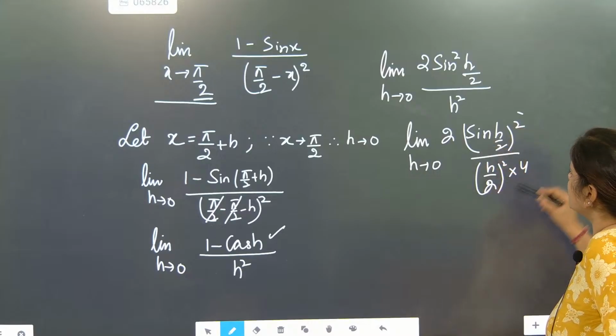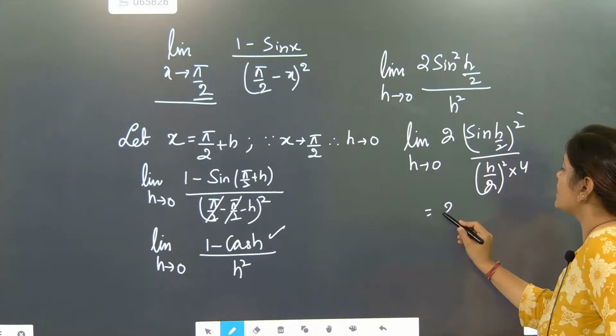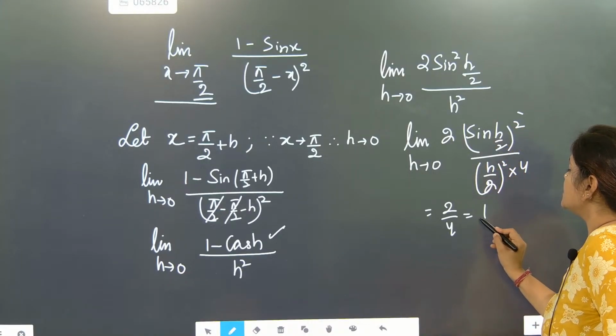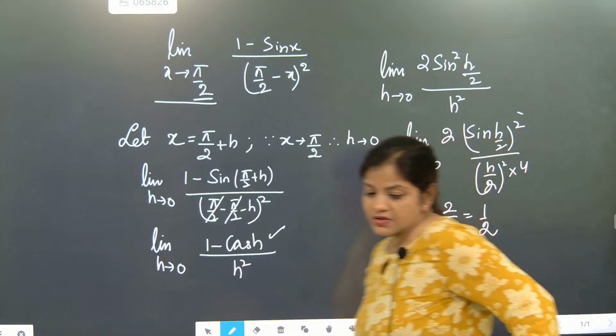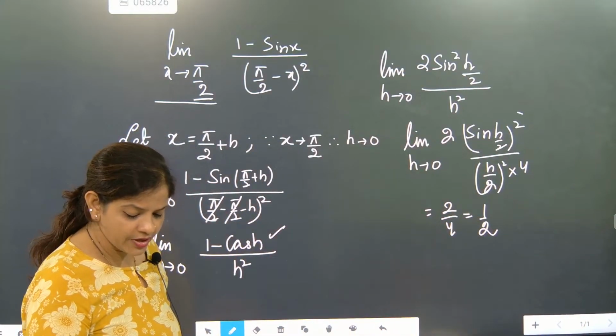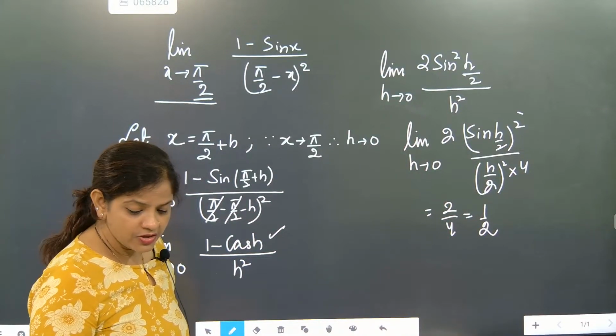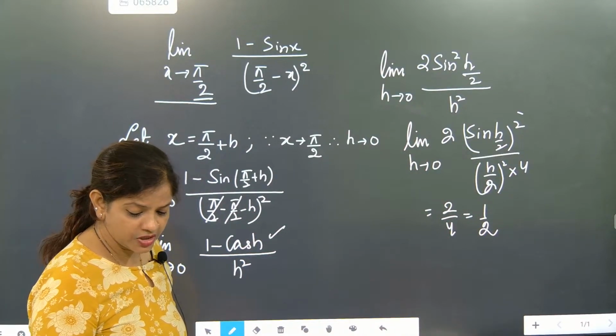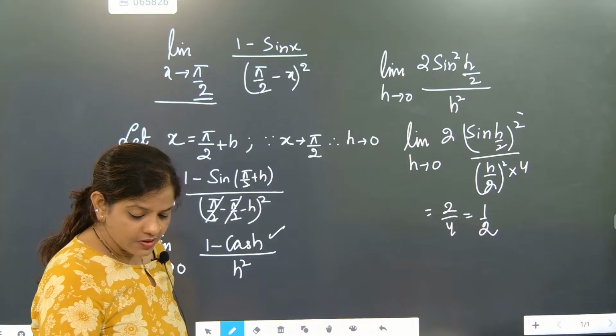Then this part will total become what? 1. So it will become 2 by 4. Answer will come 1 by 2. Answer will not be 0. Answer here is coming as 1 by 2. So be very specific and solve the question with much preparation. I hope you might have understood.